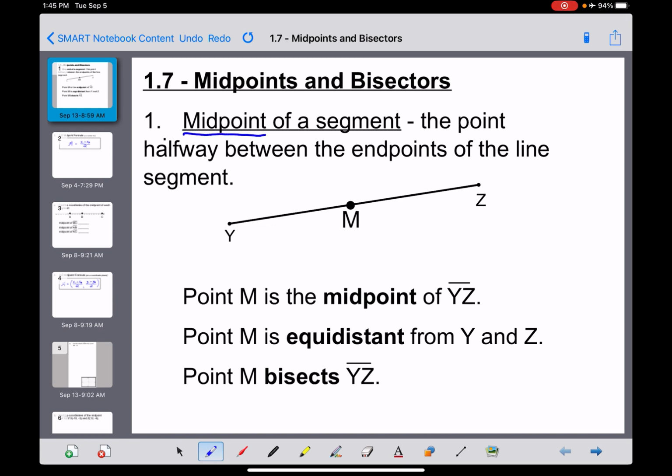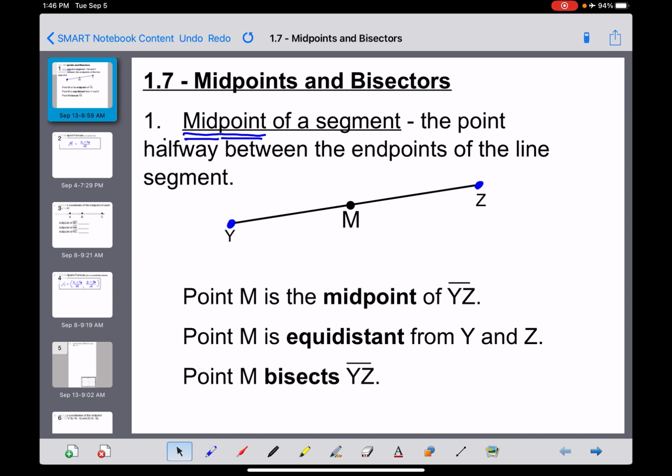a midpoint. Okay? And so, as the name kind of suggests, a midpoint is a point in the middle of a line segment. So our definition formally is that the midpoint is the point halfway between the endpoints of the line segment. So in this little diagram I drew here, I drew our line segment YZ, which starts right here at Y, ends right here at Z. Those are your two endpoints.